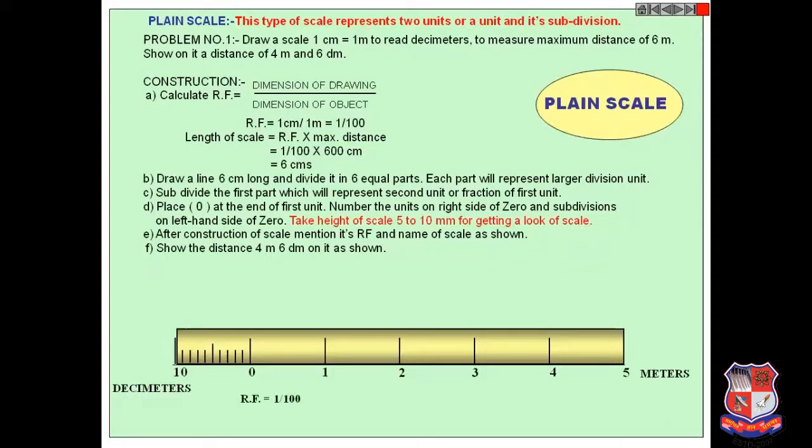Okay, so this 0 1 2 3 4 5 will indicate meters, and here we have to divide into 10 equal parts. 0 to 10 we have to again divide into 10 equal parts, so that will indicate my decimeter, and RF is equal to 1/100.